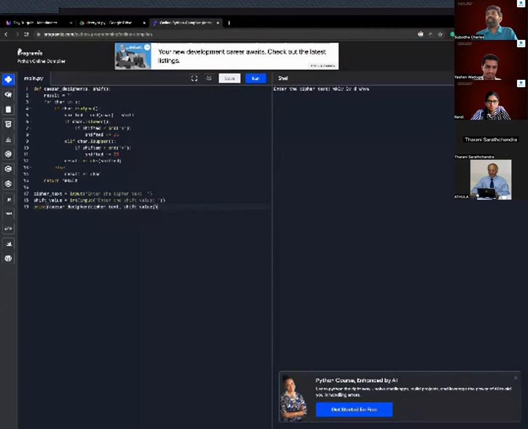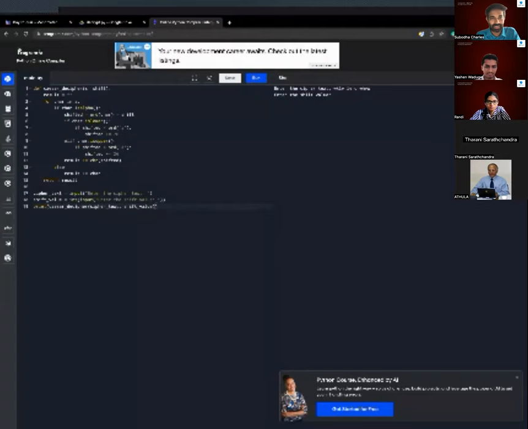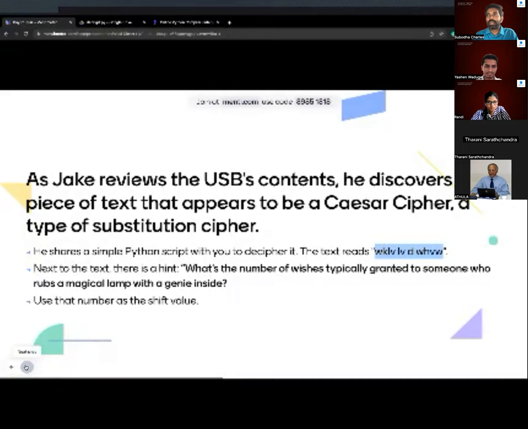Then it asks you for the shift value. And for the shift value, we have given you the hint: the number of wishes that a genie will grant you. You enter the shift value, then you will get the decrypted text. Once you get the decrypted text, you need to add that as the answer.